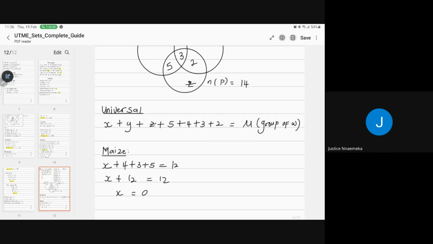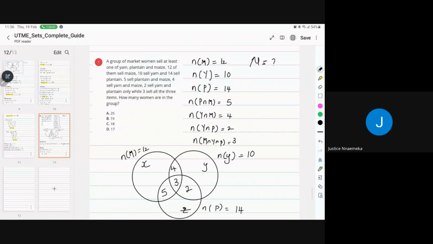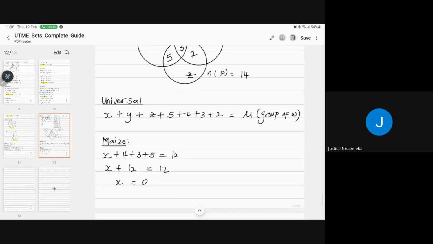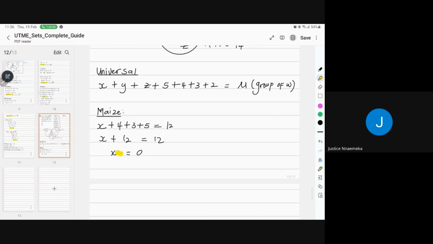We don't have maize only, right? Yes, do you understand? So this is for maize only, which is equal to what? None of them. Now we'll go again for Y.